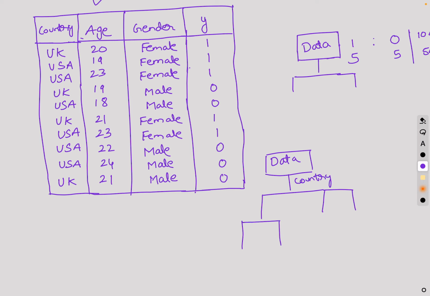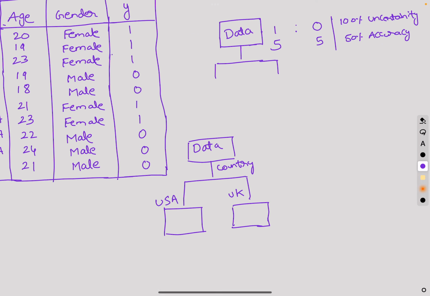So over here, I will have all the records that belong to USA. I have only 2 countries here, so I'll only have 2 subsets. One subset belongs to country USA, another subset belongs to country UK. And I could have also divided the data based on gender.